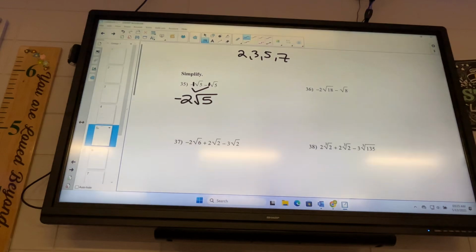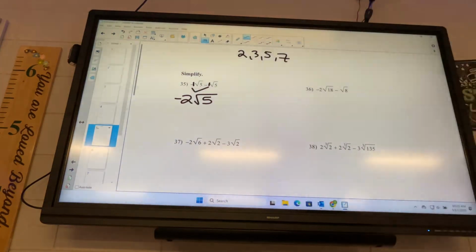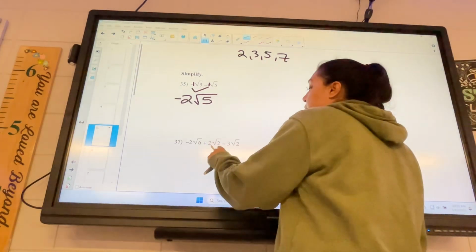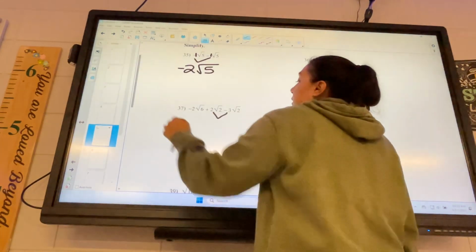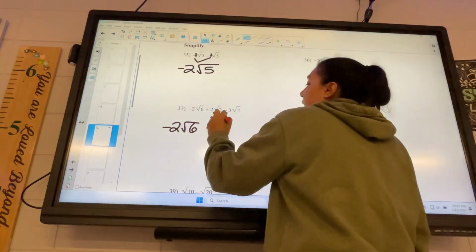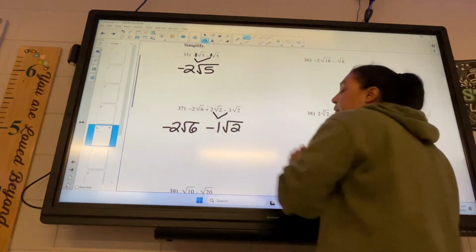Okay, let's go. Number 37. Which ones have the same number on the inside? The last two. So that means those ones can get put together. So -2 minus 3? -1. So we got -2 square root 6 minus 1 square root 2.